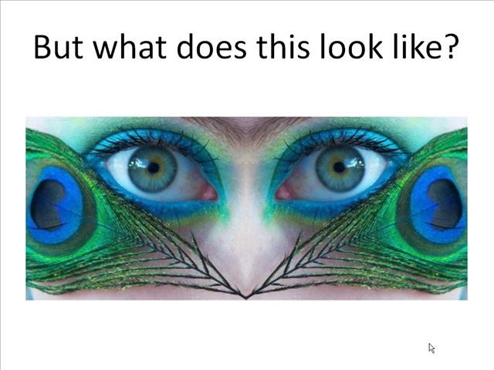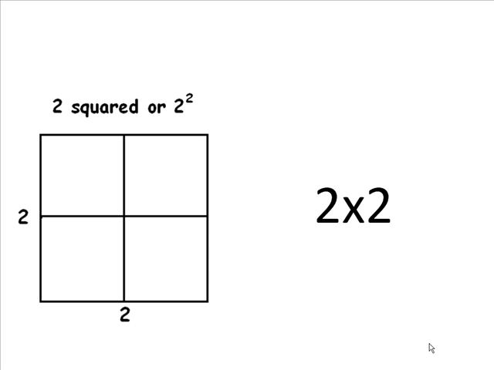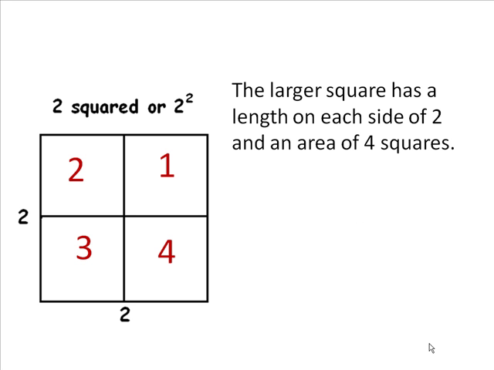But what does this look like? What do squares look like? Well, 2 squared, or 2 times 2, looks like this. It equals 4. 1, 2, 3, 4. The larger square has a length on each side of 2 and an area of 4 squares.